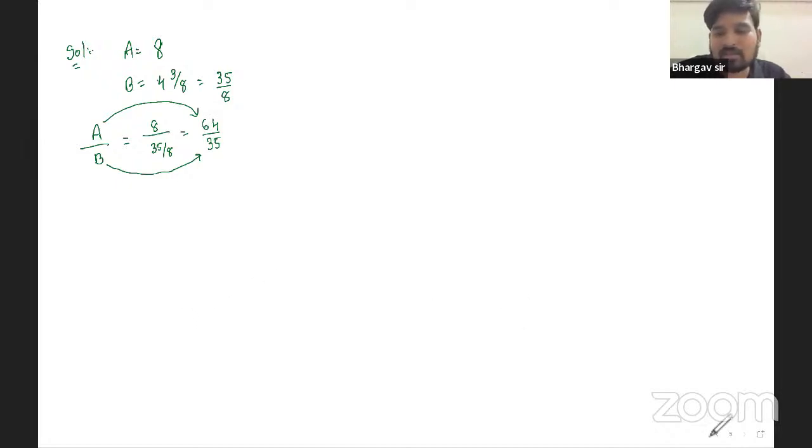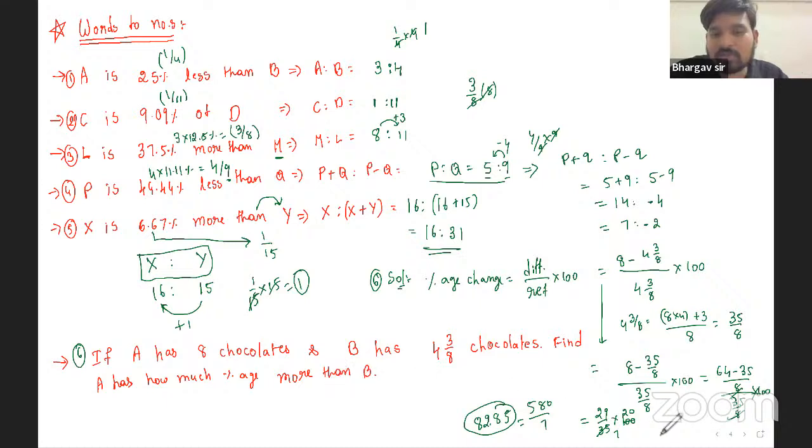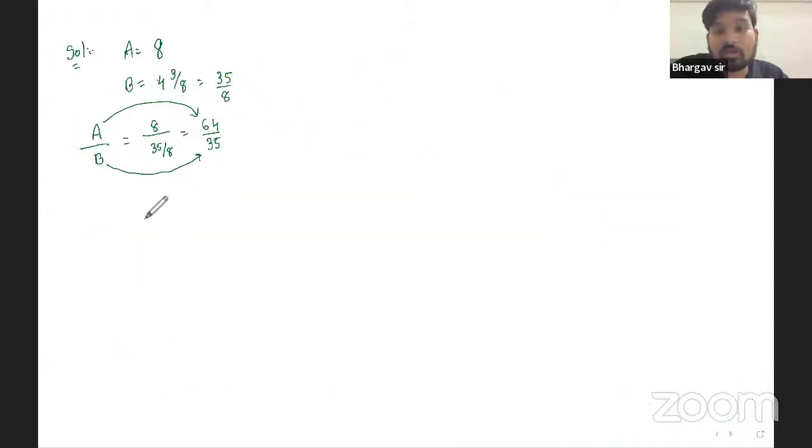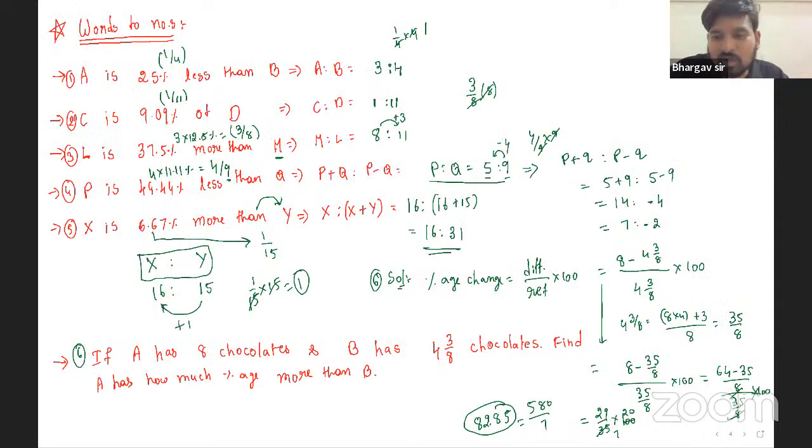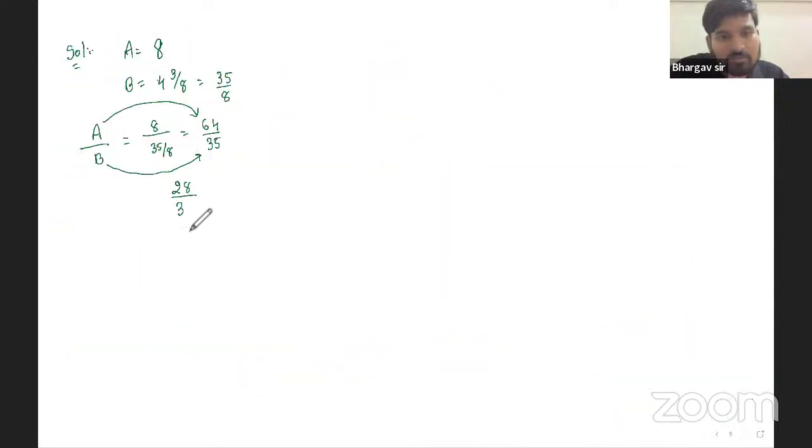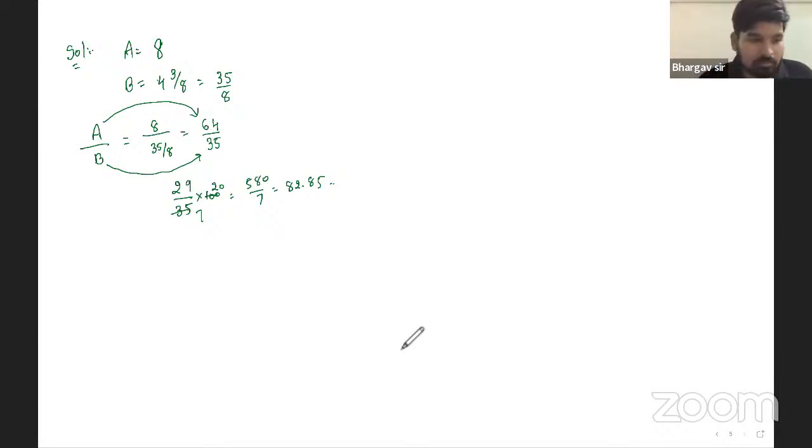The moment I get this, as he is asking, A is how much percentage more than B. Now I'll do the difference upon reference into 100. Difference कितना है इन दोनों का? Reference कितना है? Because B से कितना ज्यादा पूछ रहा है. Reference होगा B. B will be 35. Sorry, 29 है ना? 64 minus 35, 29 by 35 into 100. 5 sevens are 35, 5 twos are 10... 580 by 7, which is 82.85. Right? Something which we got after a lot of calculation. If you find out the ratio, percentage change पहचानना बहुत easy है.